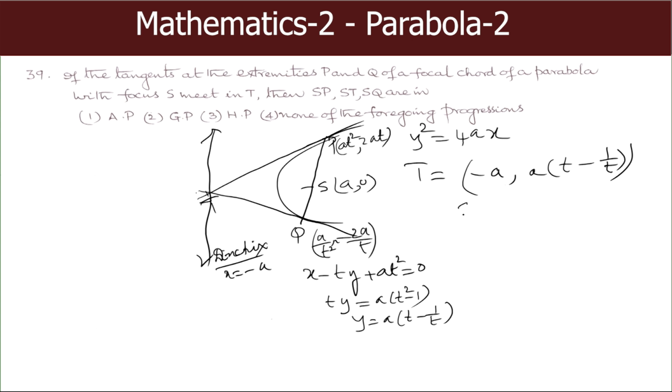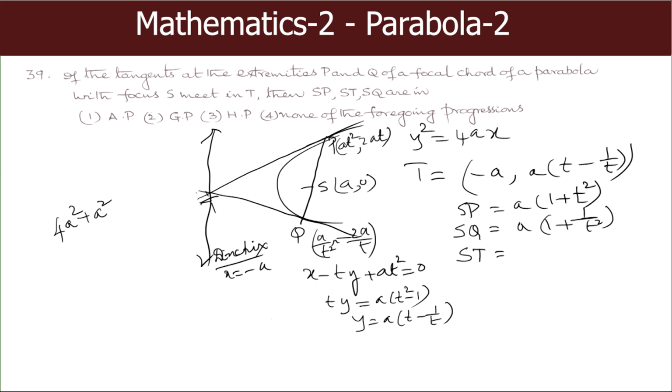So what is SP? a into 1 plus t square. The focal distance of a point (at square, 2at) from the focus is a into 1 plus t square. SQ, the parameter is minus 1 by t, so a into 1 plus 1 by t square. ST: well, S is (a, 0) and T is this. So ST square is 4a square, plus a square into t minus 1 by t whole square. This is ST square.